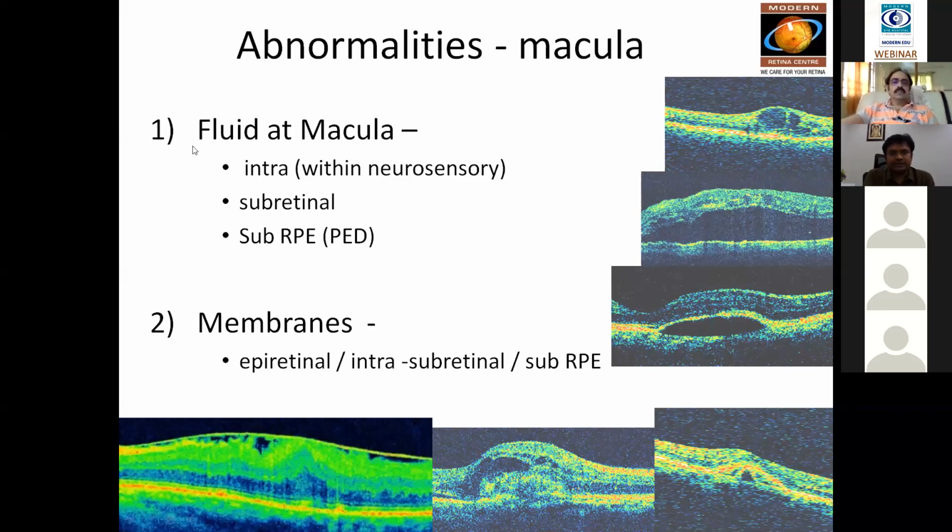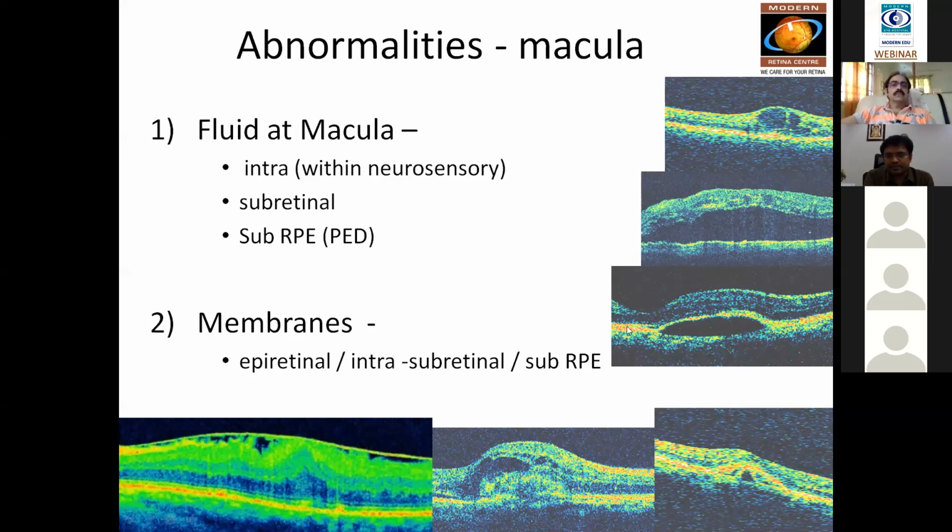So if it is fluid at the macula, we should first localize where exactly the fluid is, whether it is intraretinal, subretinal, or sub-RPE. Intraretinal, as is seen here in this picture, there are large cystic spaces with intervening septae of retinal tissue. This is intraretinal accumulation of fluid. When you see such a fluid, we commonly call it cystoid macular edema. Subretinal is when there is fluid between the neurosensory retina and the RPE, then you call it subretinal.